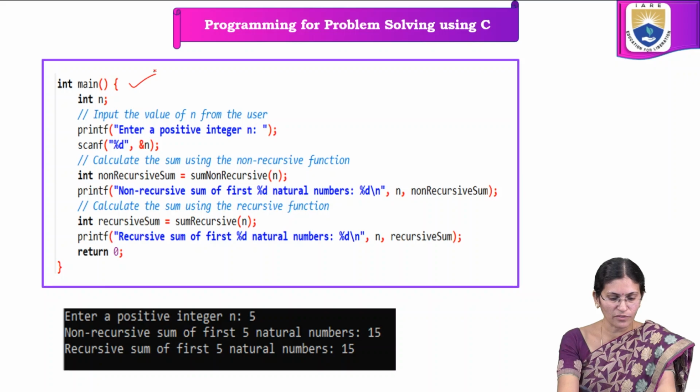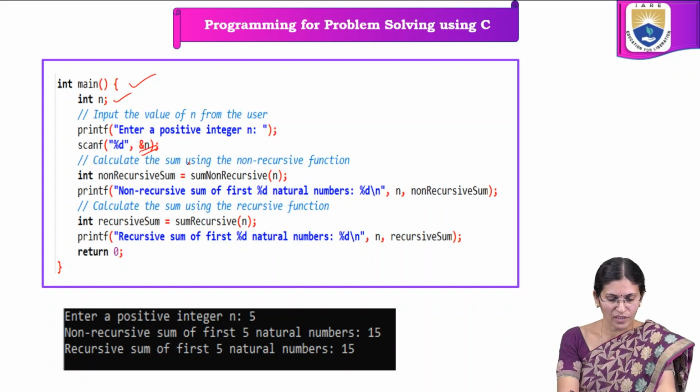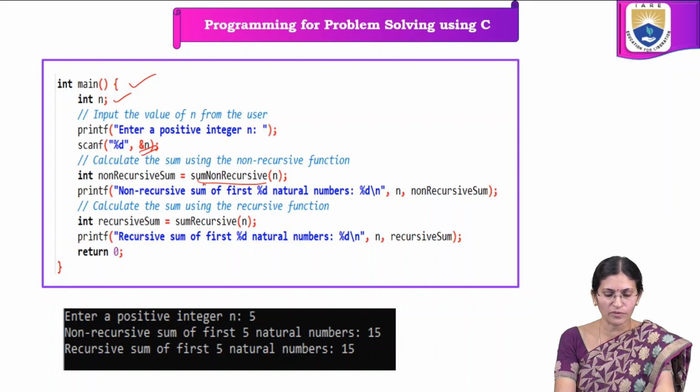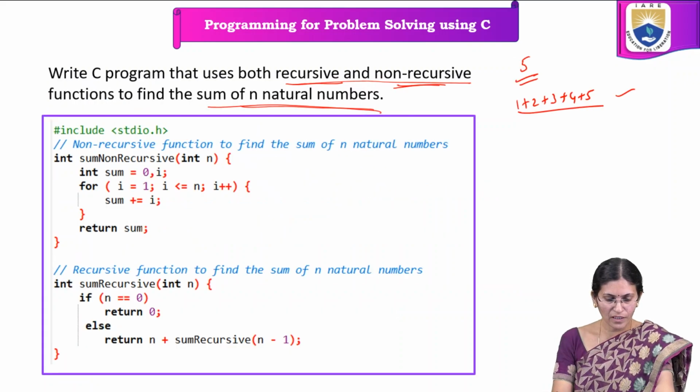In the main function, we have declared an integer variable n. That value is stored at this particular address. After that, we are calling the non-recursive function. The name of the function is sum non-recursive, and we are passing the value of n. This is the function definition for the non-recursive approach.